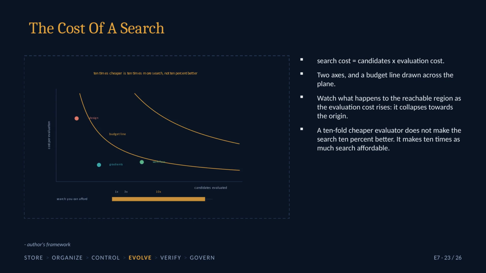Which gives the sentence I would want you to leave with. A tenfold cheaper evaluator does not make your search 10% better. It makes 10 times as much search affordable, and search is the thing that gets better with volume. Multiplicative relationships punish you faster than people expect, and reward you faster too.